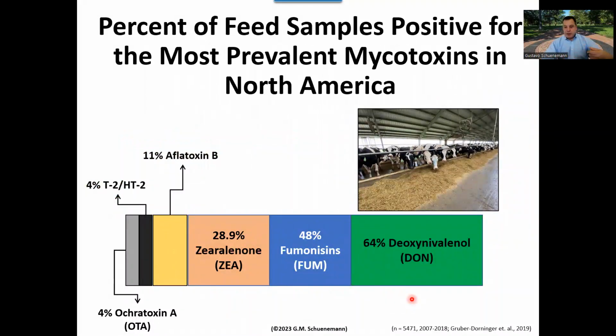So these are data from North America, but this is just to get an idea about the prevalence of these positive mycotoxins in North America. DON is the most common that you see in general, followed by fumonisin, zearalenone, and a number of the other ones. But these really change depending on what the ingredients are on a year-to-year basis.